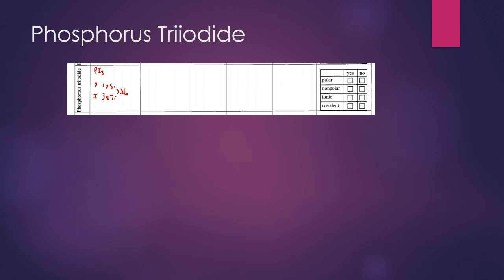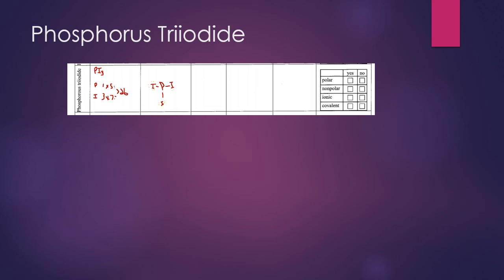So next is to draw the Lewis dot diagram. I'm going to put phosphorus as the central atom, and I'm going to put the iodine atoms around it. Once I have the basic structure, I want to make the terminal atoms happy first. So let me switch to yellow here, and I'm going to add 6 electrons to each of these iodine atoms to make a total of 8 with the single bond that they have.